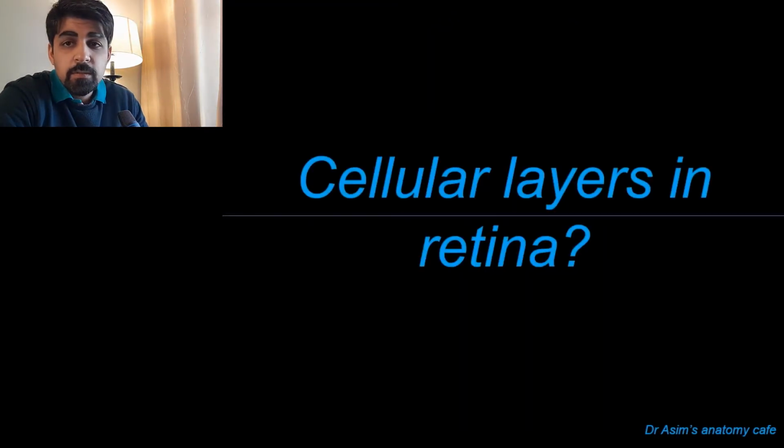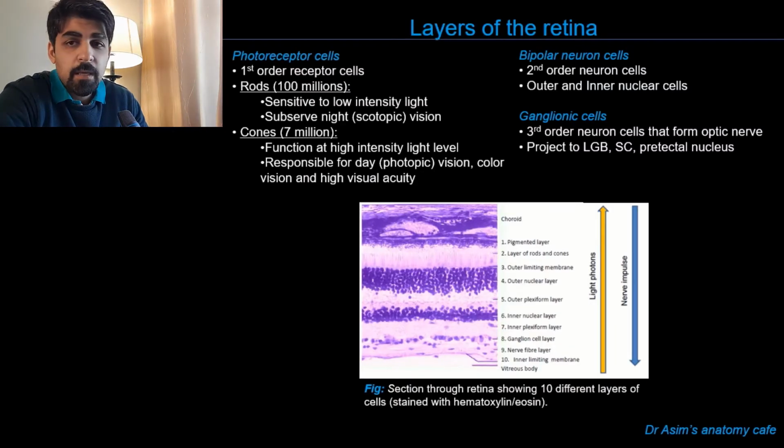So what are the cellular layers inside the retina? Well, the retina comprises various neural cells. These are organized to form different layers inside the retina. The cells in various layers are then interconnected by synaptic connections. Among the various cells inside the retina, first we've got the photoreceptor cells. These are the primary light-sensing cells inside the retina.